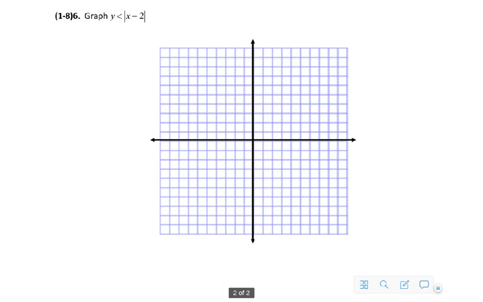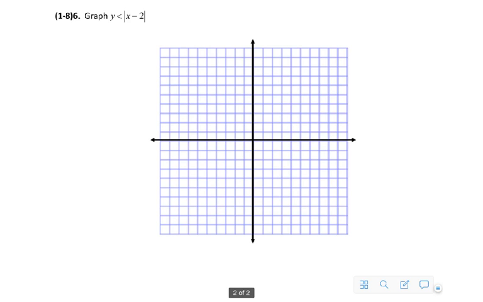The last problem, y is less than the absolute value of x minus 2, comes from section 1.8. It is on graphing inequalities. And instead of giving you a linear inequality, which you spent a lot of time in Algebra 1 doing, I decided to give you an absolute value inequality.